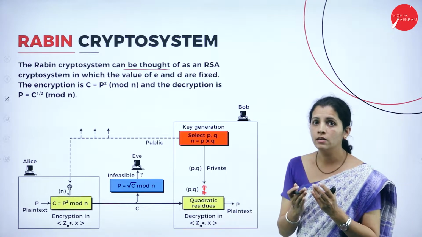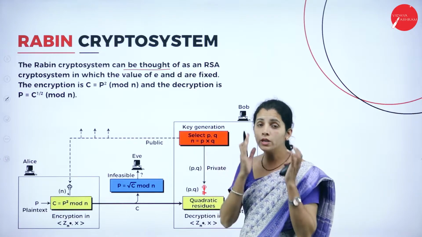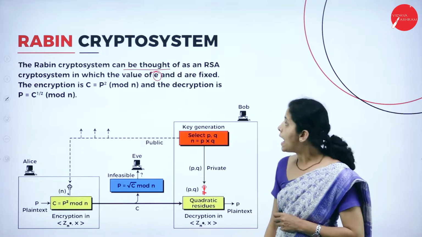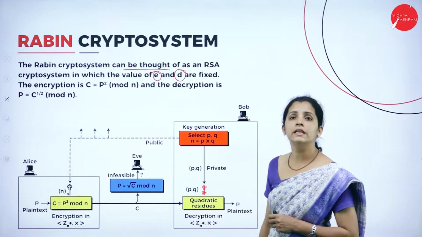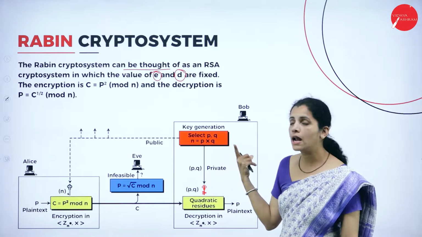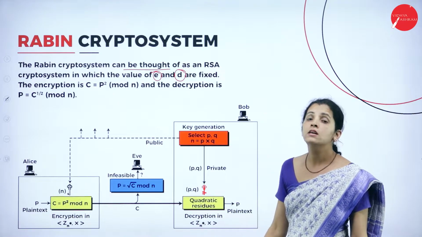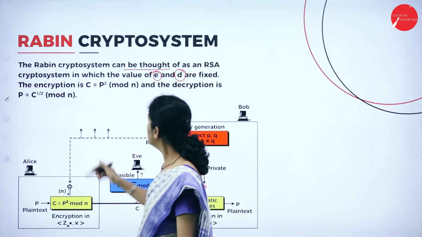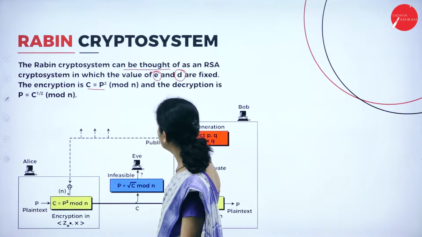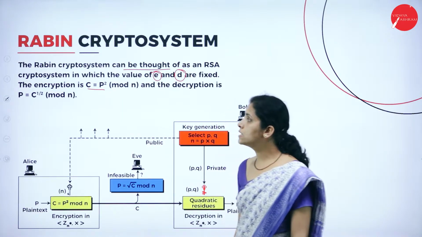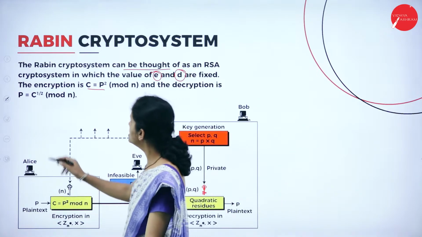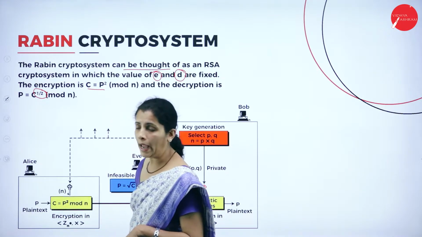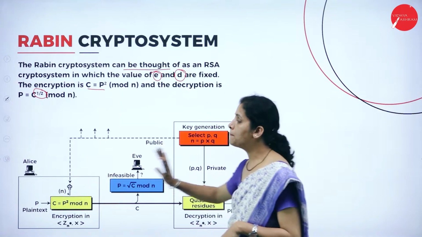So here the RABIN crypto system is the same as RSA crypto system. But what's the difference here? If I consider RABIN crypto system, here E, that is the public key, as well as D, that is the private key, are fixed. The encryption formula here is ciphertext equals plaintext to the power 2 mod n, and the decryption algorithm here is, see the difference, it is 1 by 2. So ciphertext to the power 1 by 2 mod n, and this is the overall RABIN crypto system.